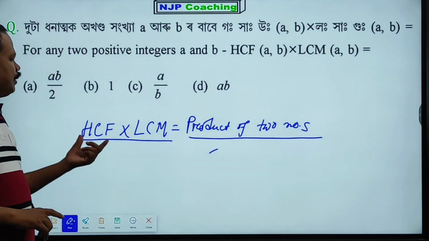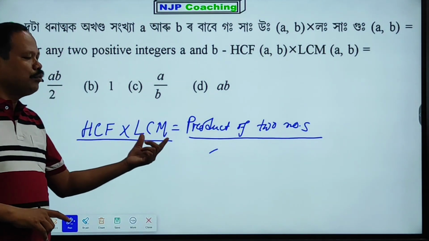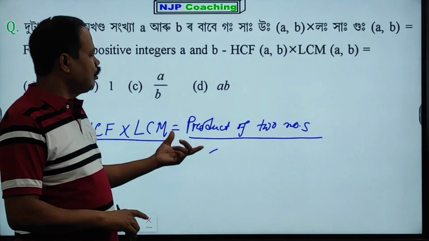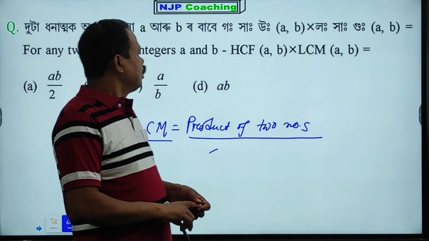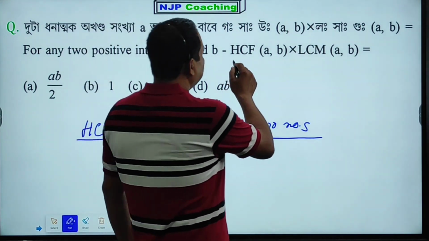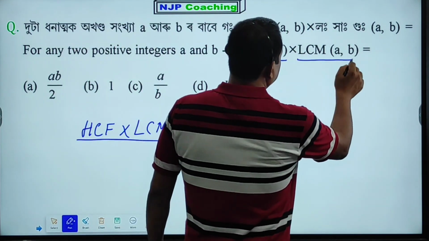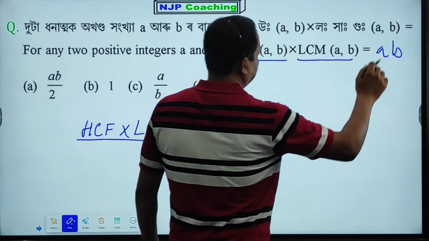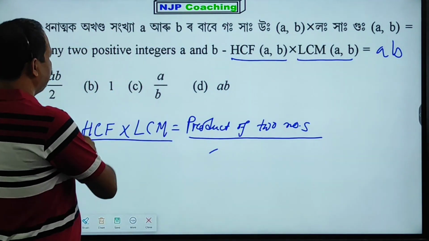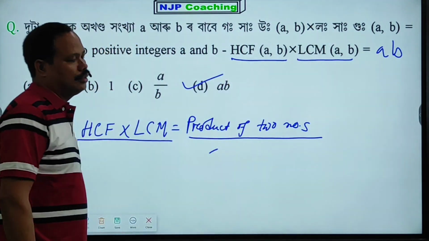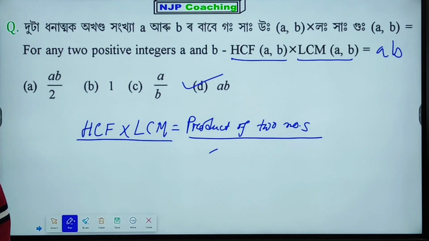So HCF of any two numbers into LCM of those two numbers is equal to the product of those numbers. So here it is given HCF AB, LCM AB. So obviously it is A into B. So where is AB? A into B, option D, AB.